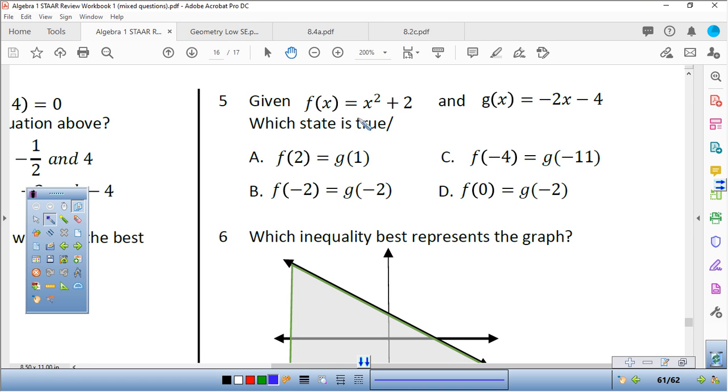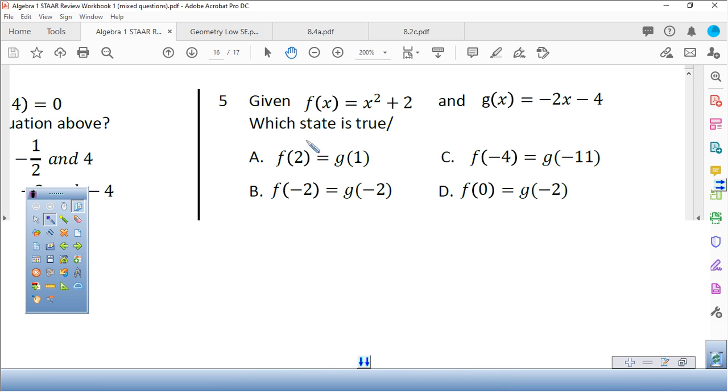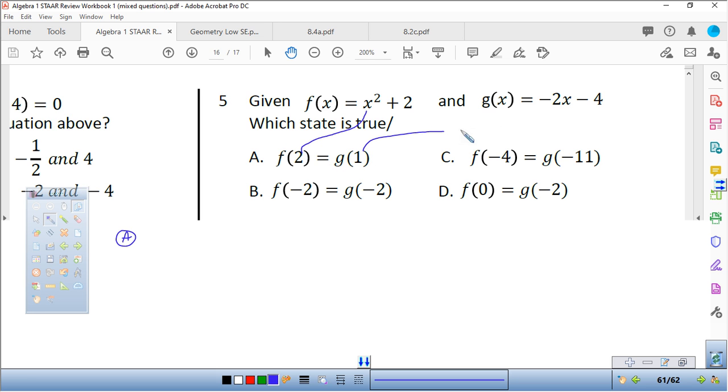If f of x is equal to that, and g of x is equal to that, which statement is true? Wow. I really think this is amazing. This is a real good question. You need to understand this notation here. Basically, they're asking, do you understand the notation? What A means, if you think of A, means get the 2 and plug it into the f function. Is that equal to when you get the 1 and you plug it into the g function?